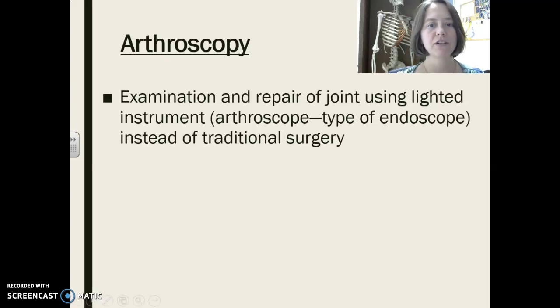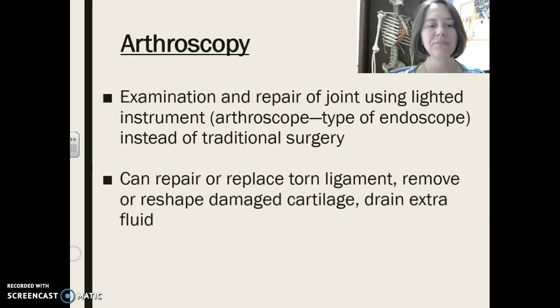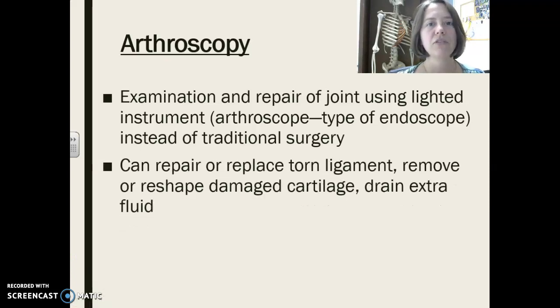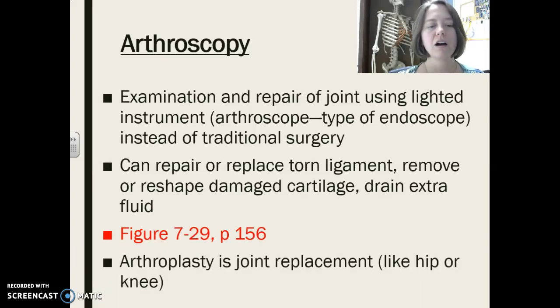This is really beneficial compared to traditional surgery because it is much less invasive. Arthroscopy can be used to repair or replace a torn ligament, remove or reshape damaged cartilage, and drain extra fluid. There's a nice picture of it on page 156 in your book. Arthroplasty is actual joint replacement, like hip or knee. And fun fact, there's a doctor in Viroqua who's pretty famous for doing arthroplasty.